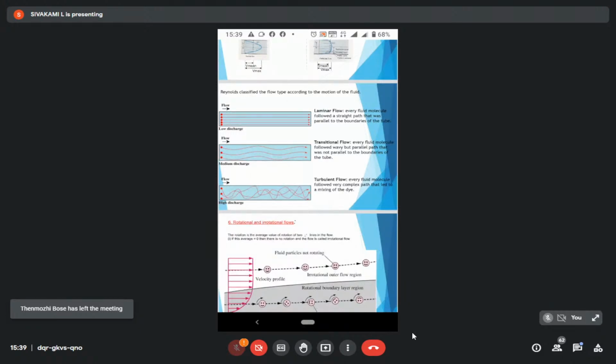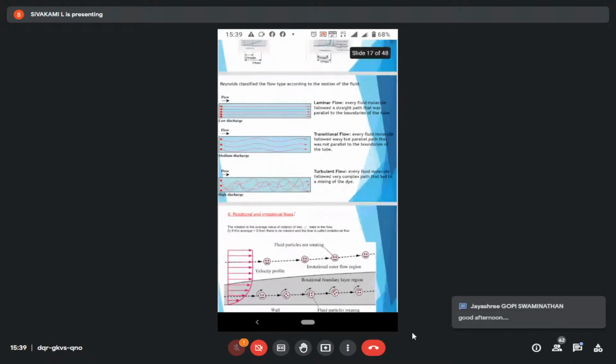Every fluid molecule follows a very complex path that leads to the mixing of the dye. If we mix some dye into the flow pattern, it won't mix uniformly. Based on the concentration of the dye, it will mix heavily in some places and loosely in others. That type of flow is called the turbulent flow.